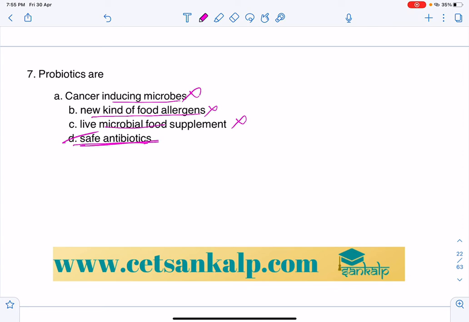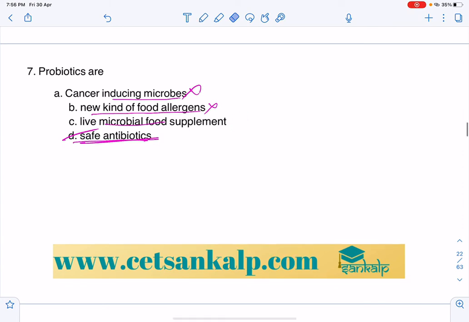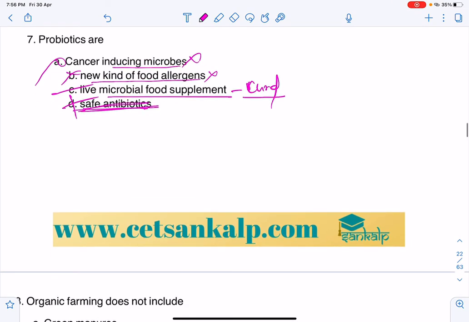Safe antibiotics. So sorry. So probiotics which will be there in the curd, that is microbial food supplement. Curd, or you can say some other. These are not safe antibiotics. Sorry, wrong. This is also wrong. And C is live microbial food supplements or probiotics.